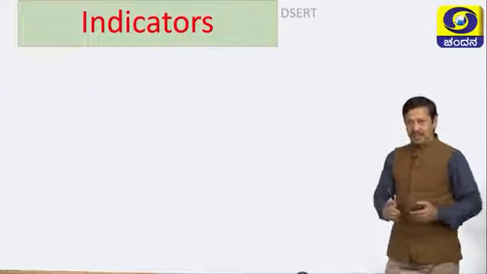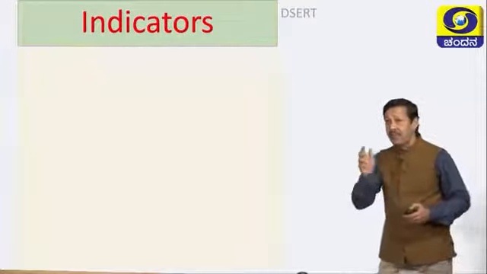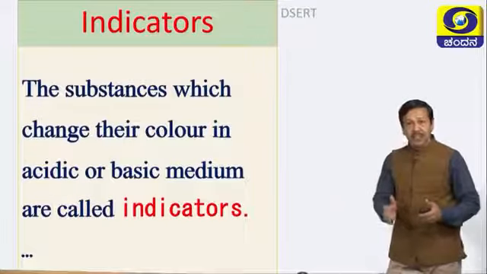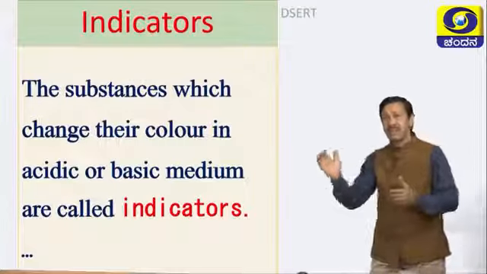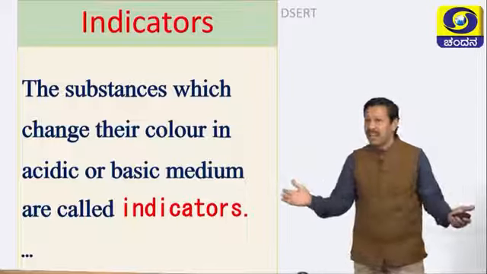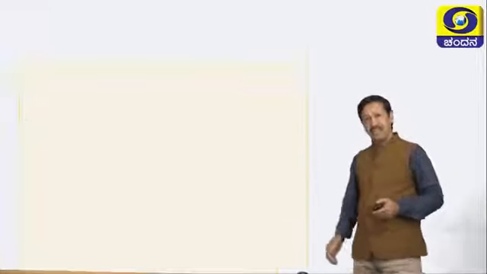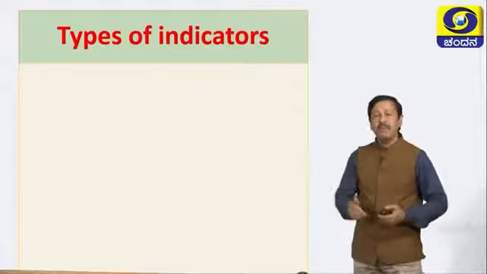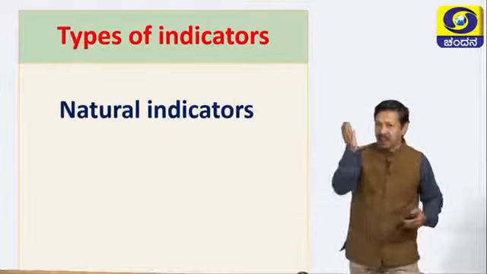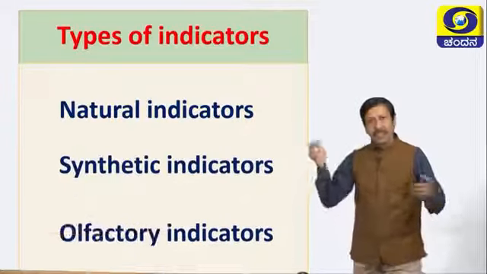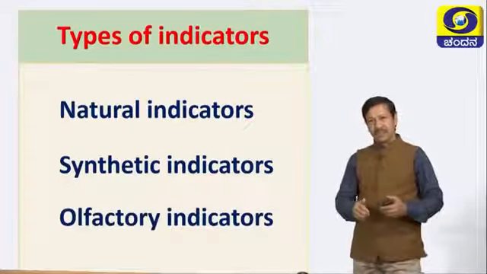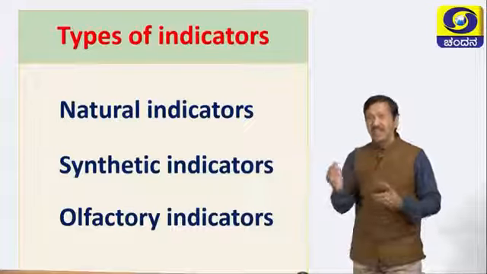Now indicators. These are very important compounds that help us to distinguish which is an acid and which is a base. The substances that change their color in acidic or basic medium are termed indicators. We have different types of indicators. They are natural, synthetic, and olfactory indicators. Already you have seen several indicators.